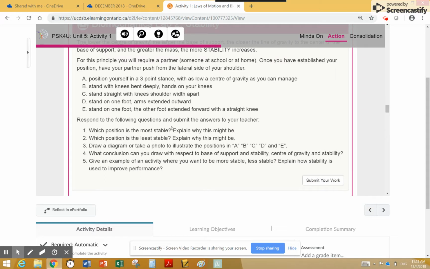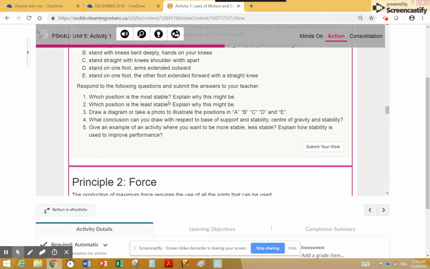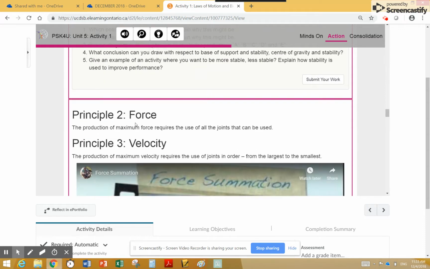You can take pictures of yourself, or you can find somebody else on the internet that has that same picture being illustrated. It's up to you which way you do it, and then respond to these questions based on the different positions you put yourself in. Principle number 2 is force. These are your biomechanical principles again. The production of maximum force requires use of all joints that can be used. So that's one of those principles.